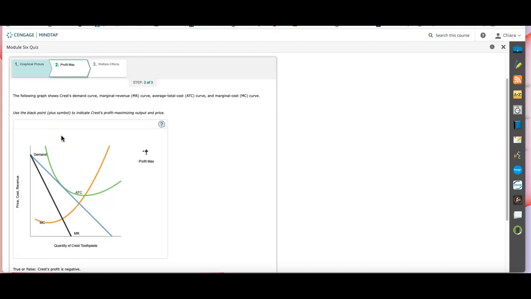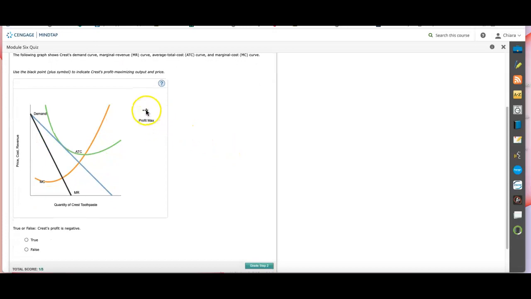The following graph shows Crest's demand curve, marginal revenue curve, average total cost curve, and marginal cost curve. Use the black point, the plus symbol, to indicate Crest's profit maximizing output and price. How do we know which one it is? We get the black point. We know that this is the profit maximizing quantity, where marginal cost intersects marginal revenue. So we can start from here and then drag it up to the demand curve.